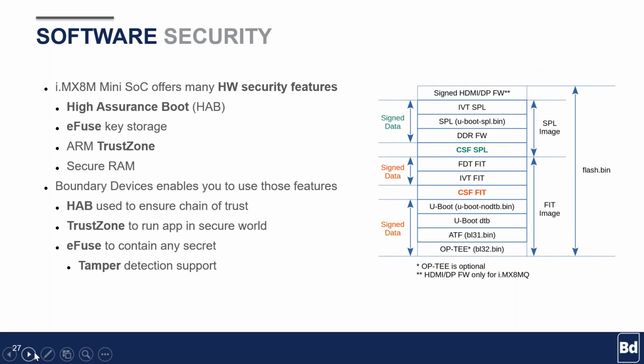On top of that, the i.MX8M Mini provides some hardware IPs to ensure security on your system. The most famous one is High Assurance Boot, which we have been familiar with for years now. It allows you to authenticate the software running on your platform. It is part of the boot ROM, so it ensures the chain of trust of the bootloader loaded at first, and then you need to make sure that every piece of software is properly signed and authenticated.